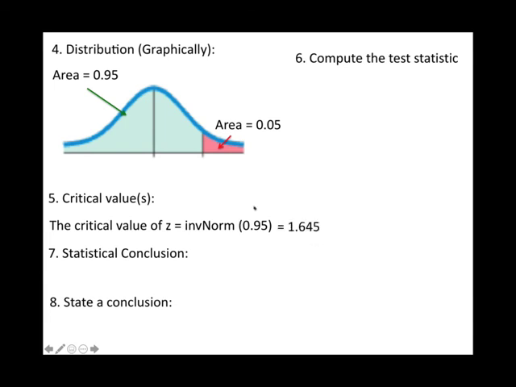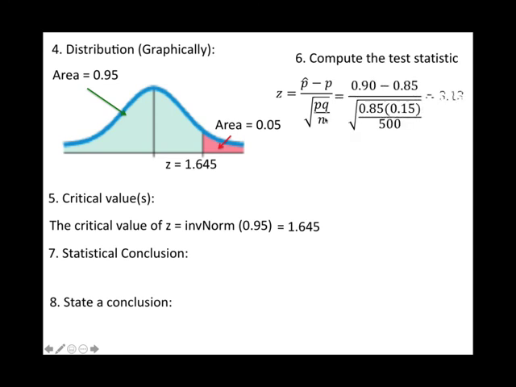And it makes sense, right? Because we have the right tail, the critical value here should be positive. Now, figure out the test statistic. Plug it in. You should get 3.13.